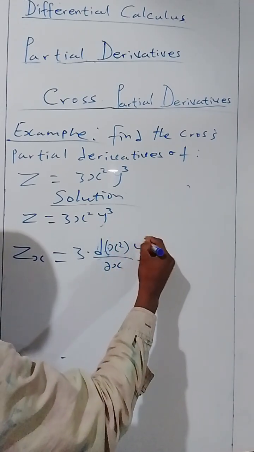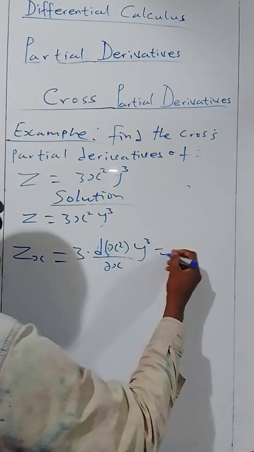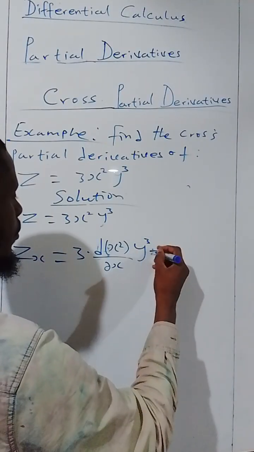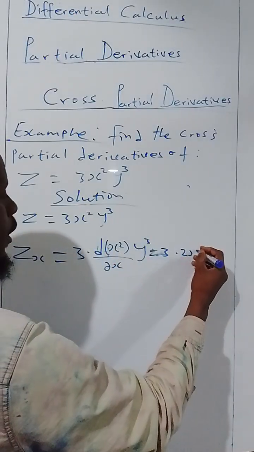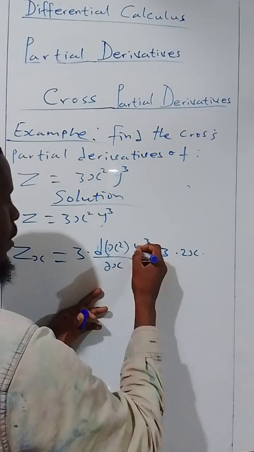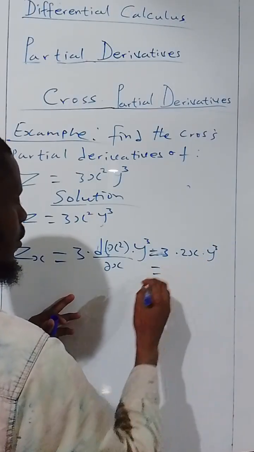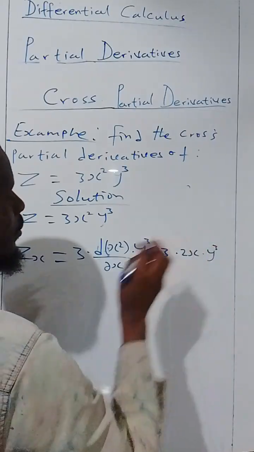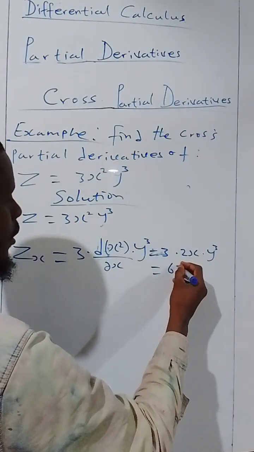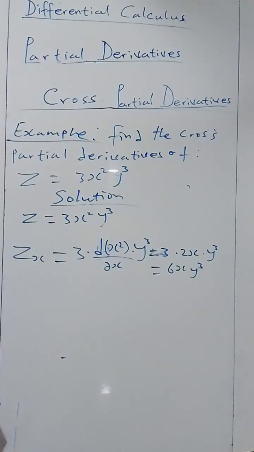Then we hold this constant. So we are only concerned with this relevant variable. So in other words, we have 3 multiplied by, when you differentiate x squared, you have 2x. Then lastly, you have y raised to power 3. So the final answer here will be 3 times 2x times y raised to power 3, which is 6xy cubed. This is the first order partial derivative of z with respect to x.